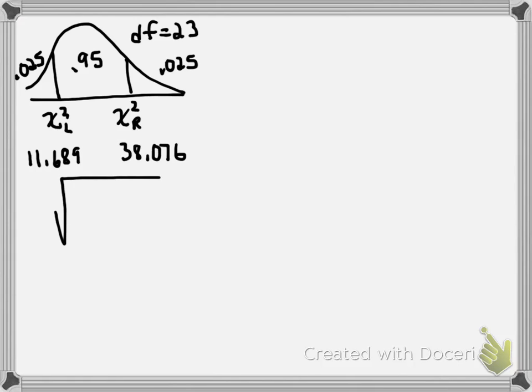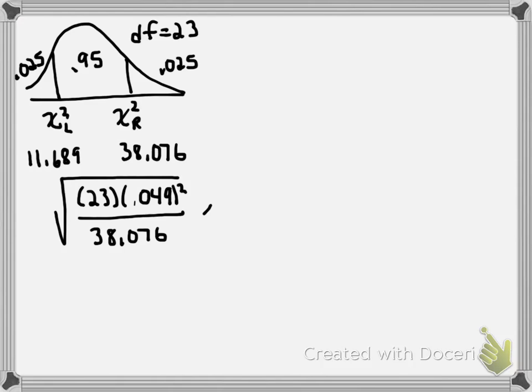So we have this big square root. N minus 1 is the same as the degrees of freedom, or 23. Then we need the sample standard deviation, which they told us was 0.049, and we need to square that number, divided by chi-square on the right, which is 38.076. Then that's less than the population standard deviation, less than the other square root.